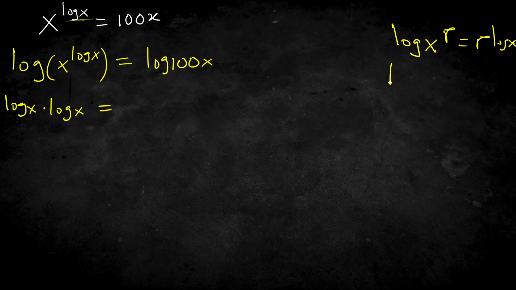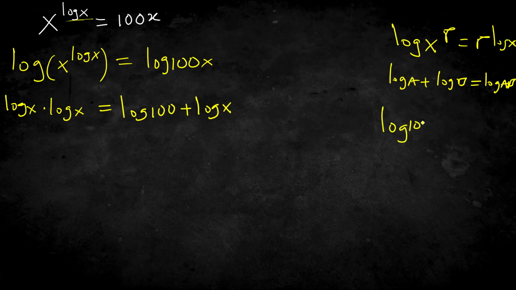Now in case we're given log a plus log b, it is the same as log ab. So this one is a product. We can say log 100 plus log x. Simple as that. If you don't see the base, it's 10. So log 100 to base 10. Now we can solve for this.